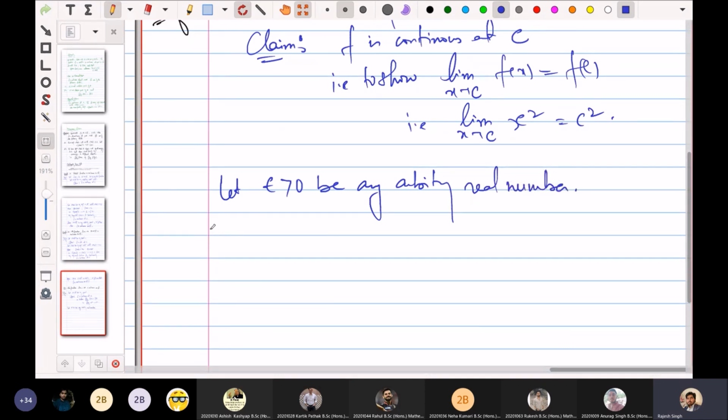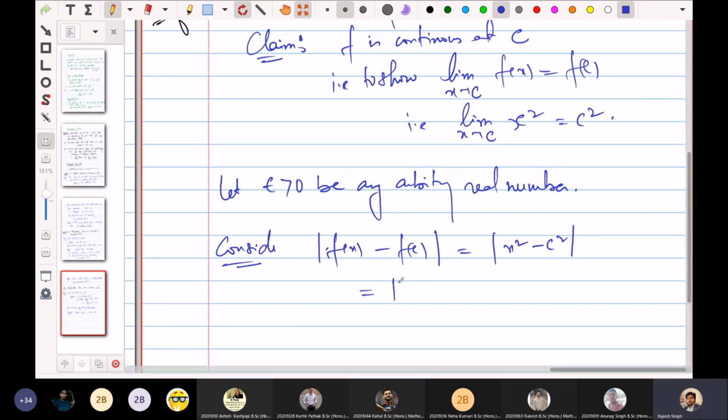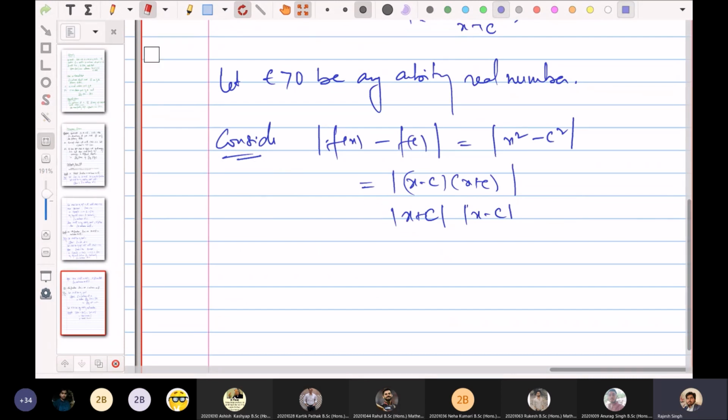So what will we do for that? Consider f(x) minus f(c), because we have to bring f(x) minus f(c) into the form k times (x minus c). So f(x) minus f(c) happens to be x square minus c square. Now you can apply the a plus b, a minus b formula. So this is (x minus c)(x plus c). By triangle inequality, this is less than or equal to... sorry, not triangle, I have just put the bracket. In fact, this is equal, they both are equal. And now we use the triangle inequality. So this is mod c.